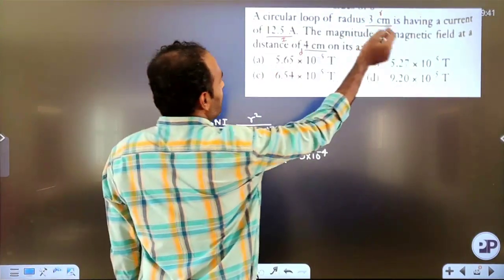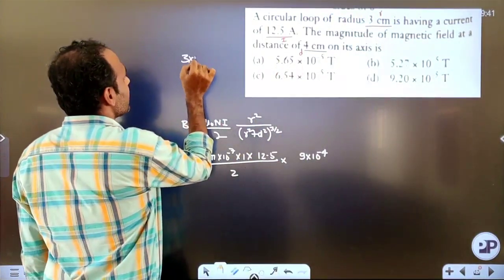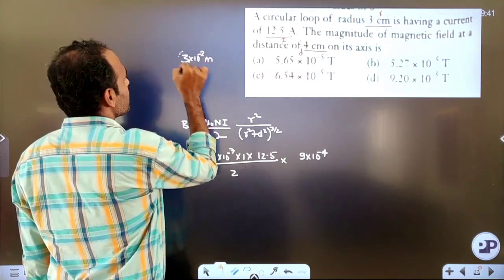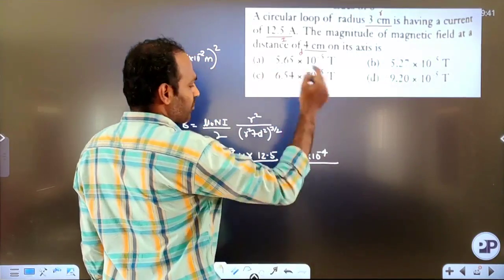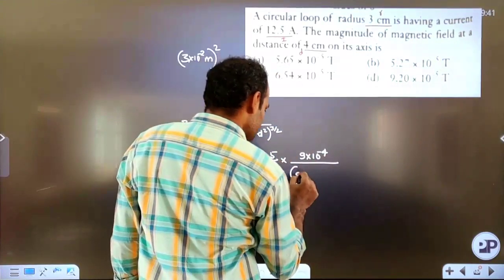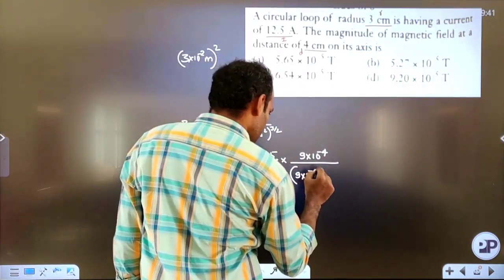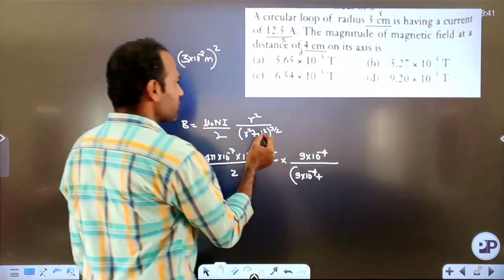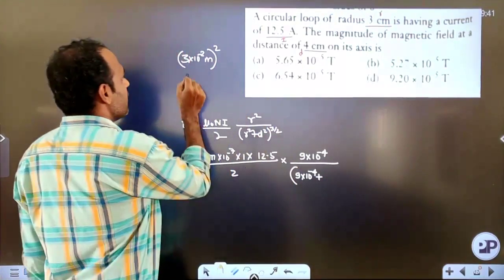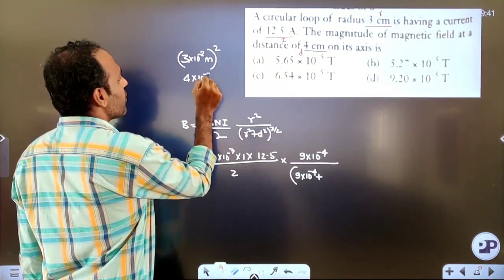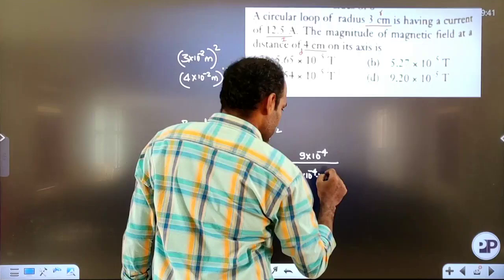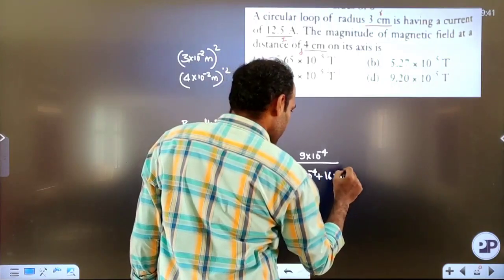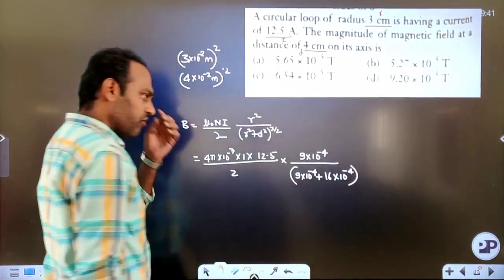ನೋಡ್ರಿ, 3 cm ಮೀಟರ್ ಒಳಗೆ ಬರಿಬೇಕಾದ್ರೆ ಅದು ಏನಾಗ್ತದ್ರಿ? 3 into 10 to the power minus 2 ಮೀಟರ್ ಆಗ್ತದ್ರಿ. ಸೊ ಇತರದ ಸ್ಕ್ವೇರ್ ನಾವಿಲ್ಲಿ ತಗೊಳಕತ್ತೀವಿ, ರೈಟ್? Divided by r square plus d square. See, r square we already know is 9 into 10 to the power minus 4 plus d square. D ಎಷ್ಟದ? 4 cm. ಸೊ 4 cm ಮೀಟರ್ ಒಳಗೆ ಬರೆದ್ರೆ 4 into 10 to the power minus 2 ಮೀಟರ್. ಇದನ್ನ ನಾವು ಹೋಲ್ ಸ್ಕ್ವೇರ್ ತಗೊಂಡ್ರೆ ಏನಾಗ್ತದ್ರಿ? It is 16 into 10 to the power minus 4.